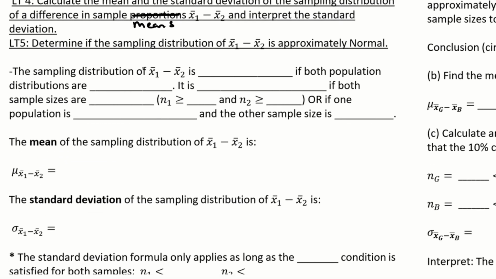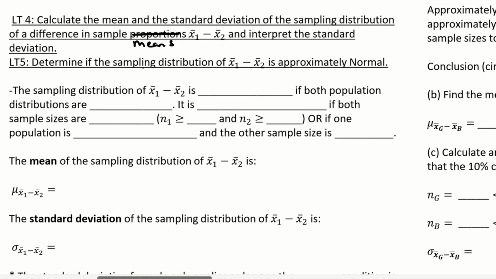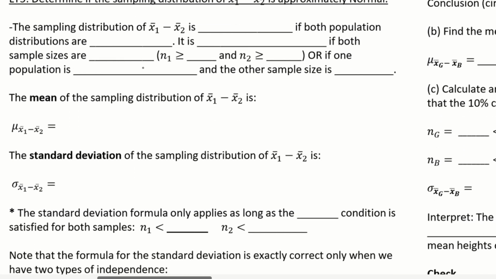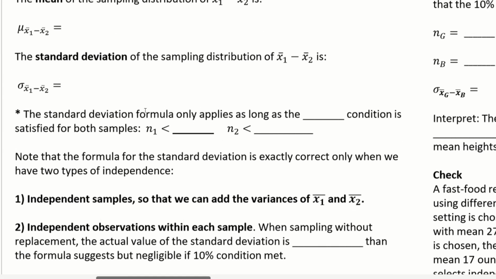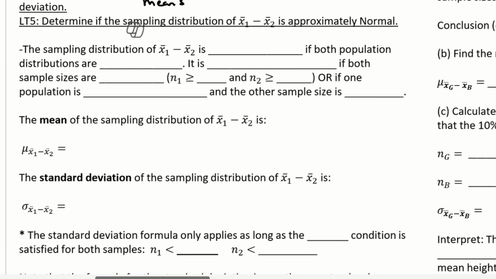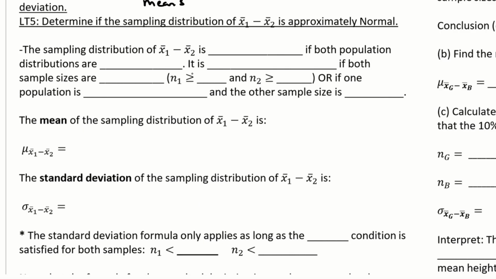is approximately normal. So now we're switching from just doing x bar to doing 2 x bars, right? And we're doing the difference, x bar 1 minus x bar 2. Okay, so let's look at the formulas and stuff for that. So first off, let's look at the shape. The sampling distribution of x bar 1 minus x bar 2 is going to be approximately normal as long as some conditions apply, which is like the large counts condition.